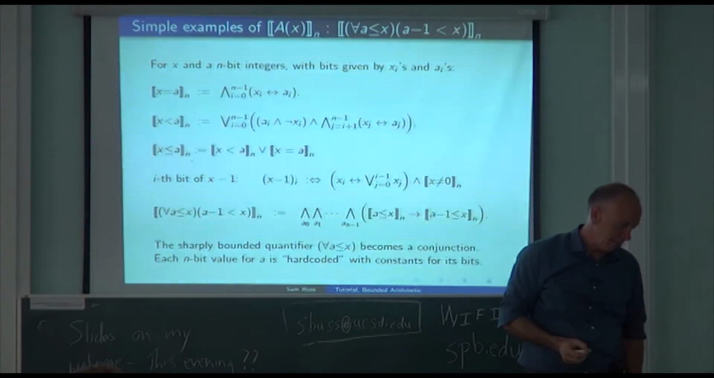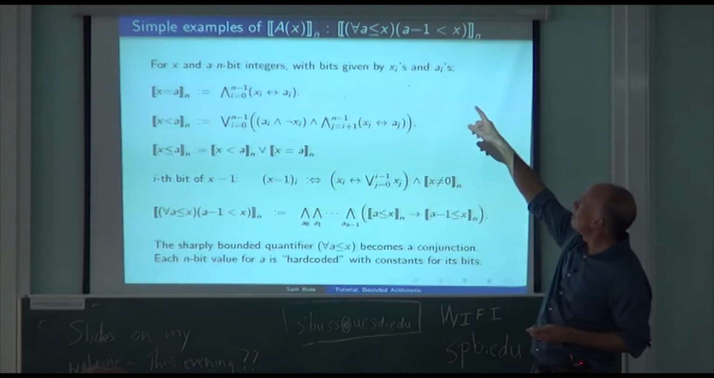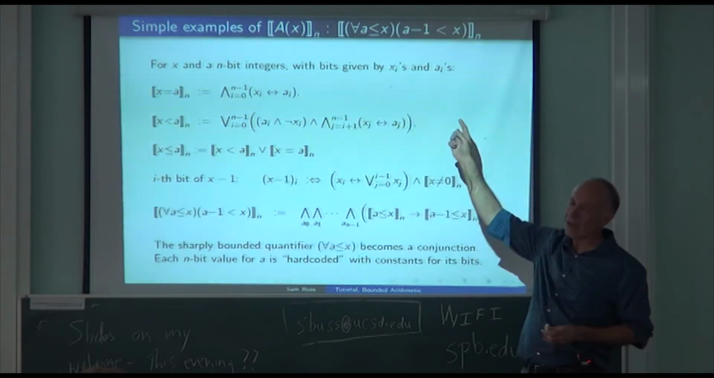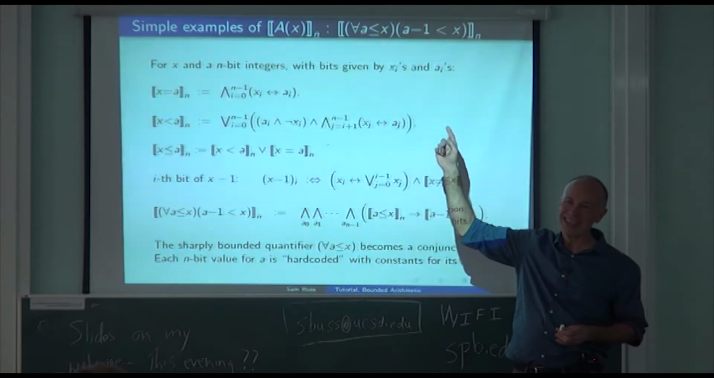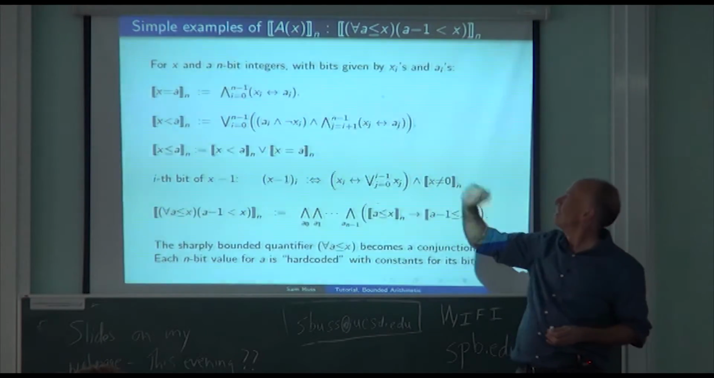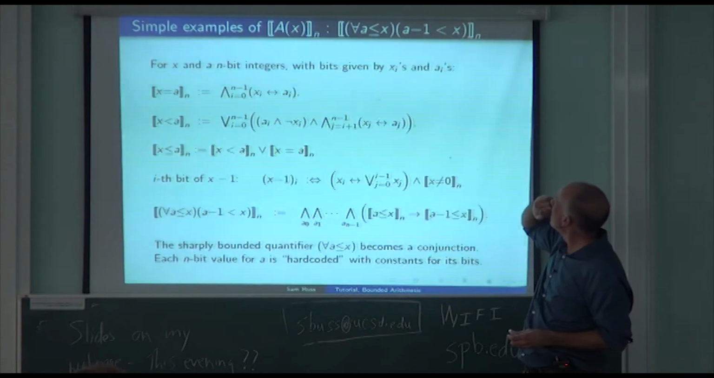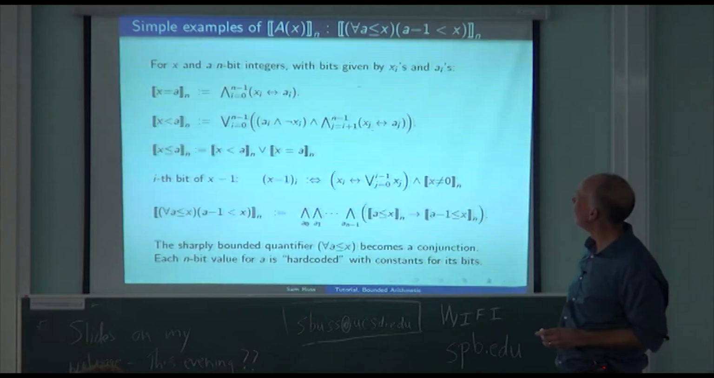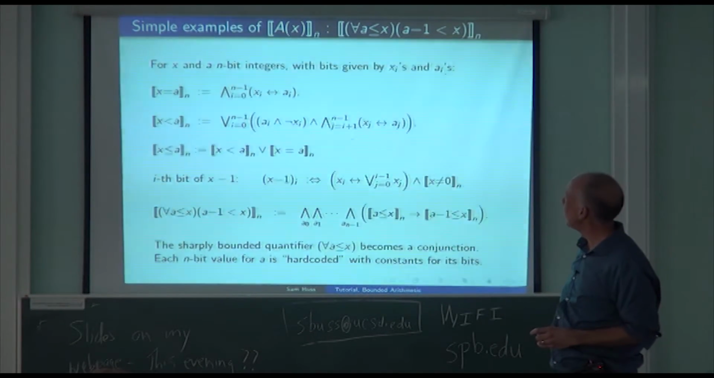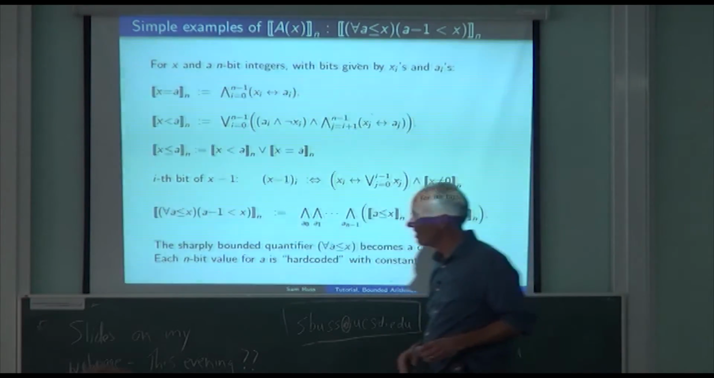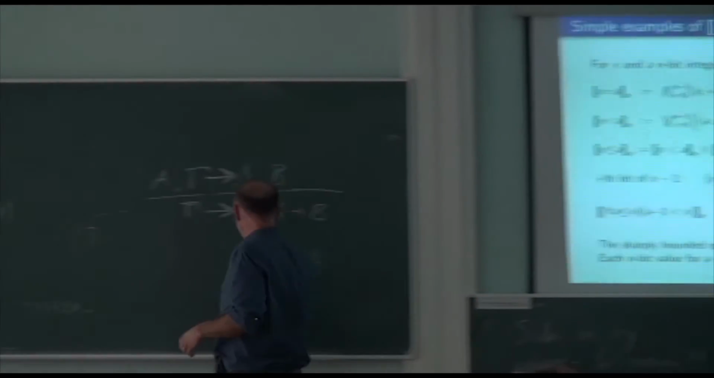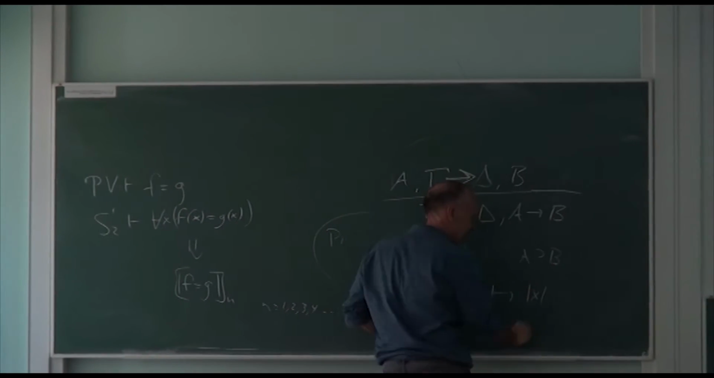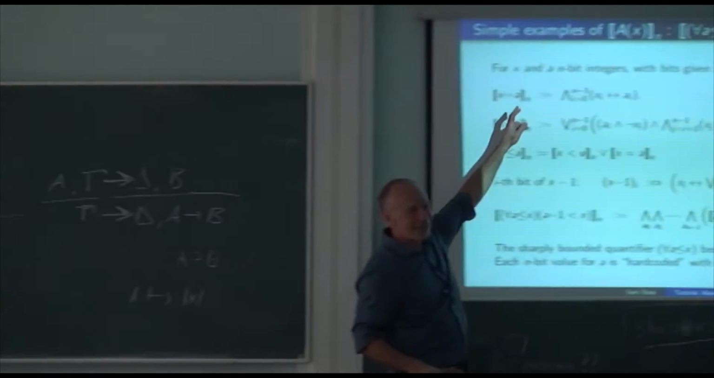So here's the example. I'm going to take, written here at the top of the slide, the formula for all a less than or equal to x minus 1, a is less than x. This is the wrong example, because that's not sharply bounded. Well, this is embarrassing. Let's replace x by length of x everywhere, but I'm going to leave it as x because it's written on the slide. Sorry about this. This should really be a length.